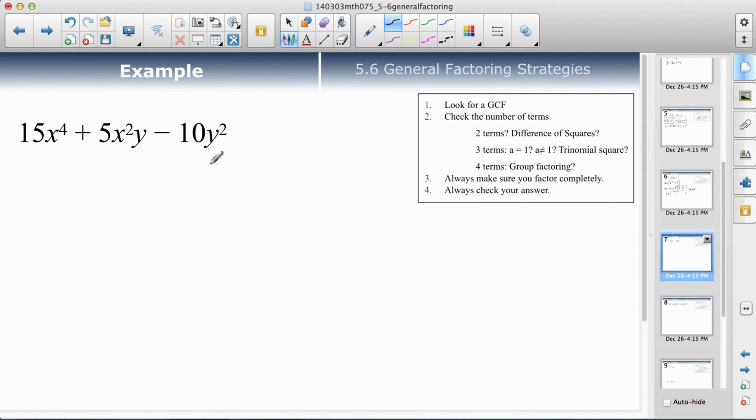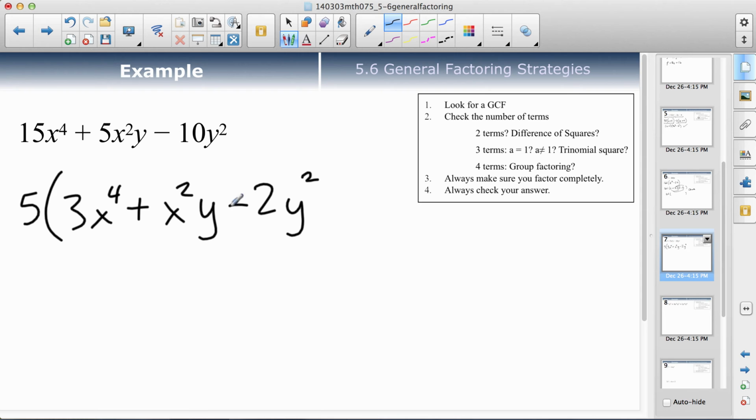Three terms. Okay, can I factor something out? I can factor 5 out. So I'll have 3x^4 + x^2y - 2y^2. This is bothering me a little right here. Okay, I have a number in front in the a spot, and so this one I could go 3 times a negative 2 would be a negative 6.